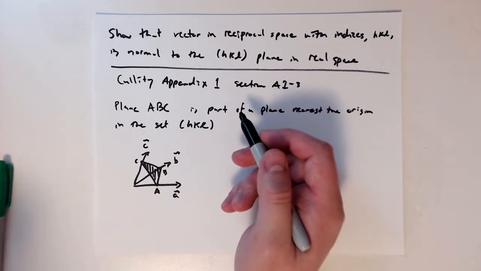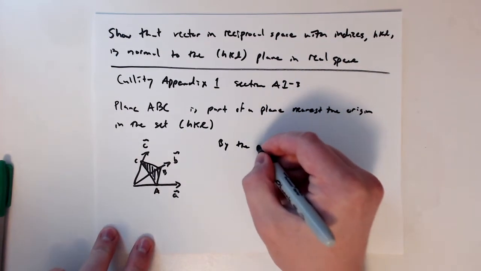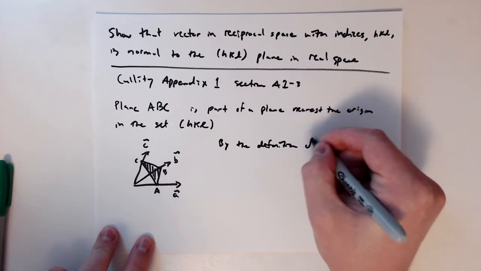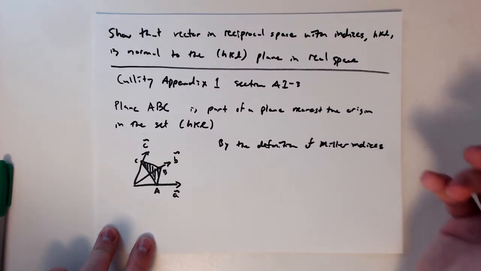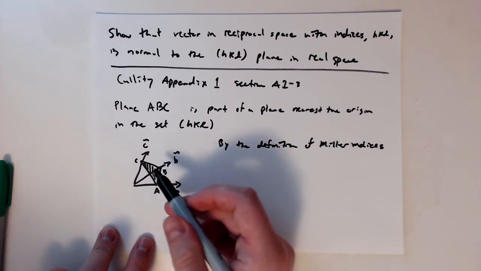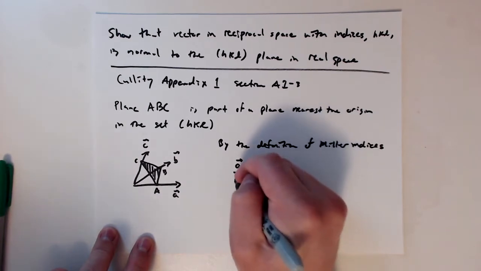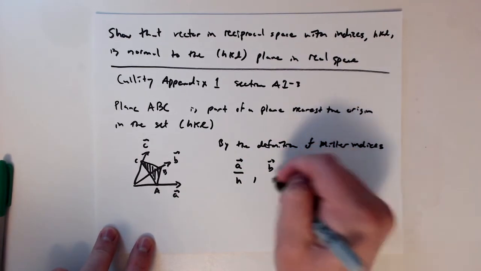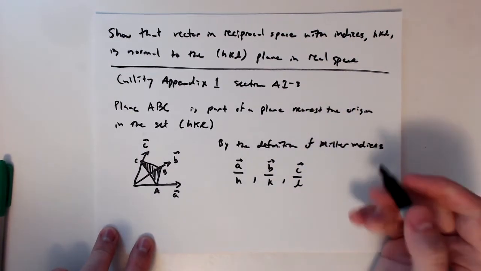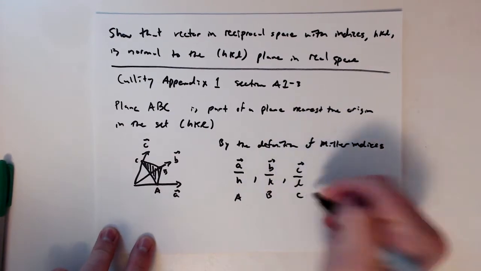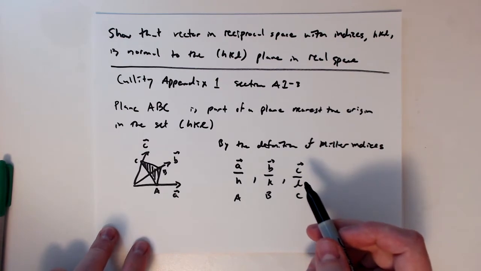So if we think back to Miller indices, by the definition of those Miller indices, the points that we're referring to, A, B, and C, correspond to the A vector over H, the B vector over K, and the C vector over L, right? So that's just the definition, again, reciprocals that we're talking about.